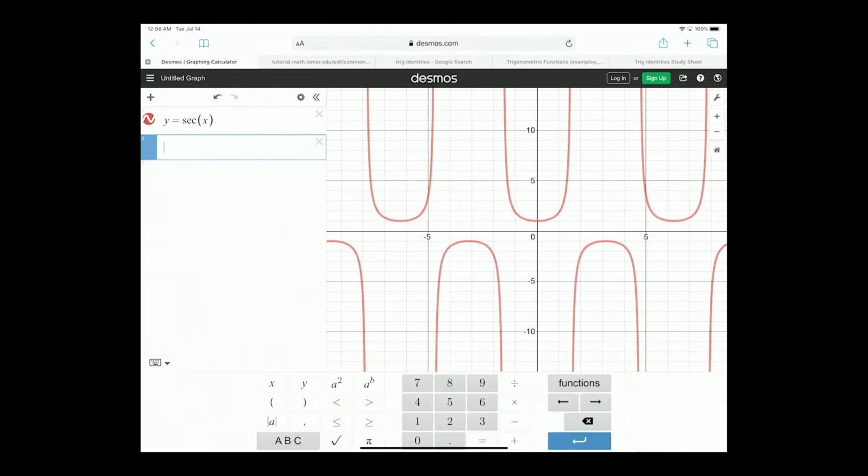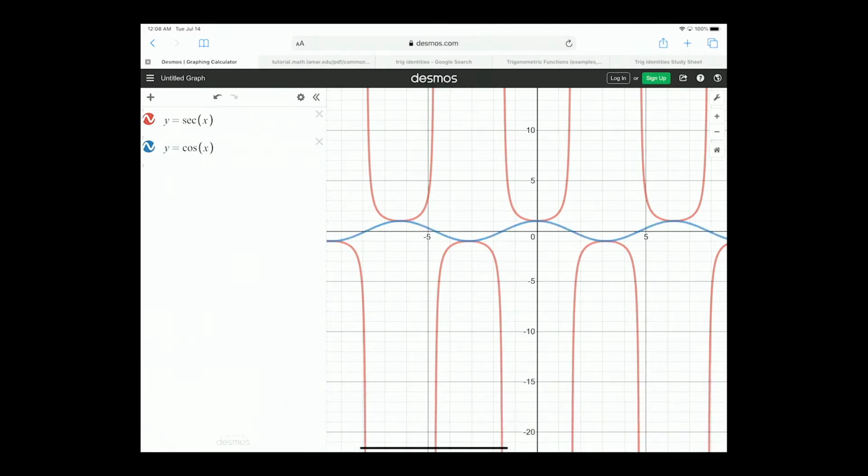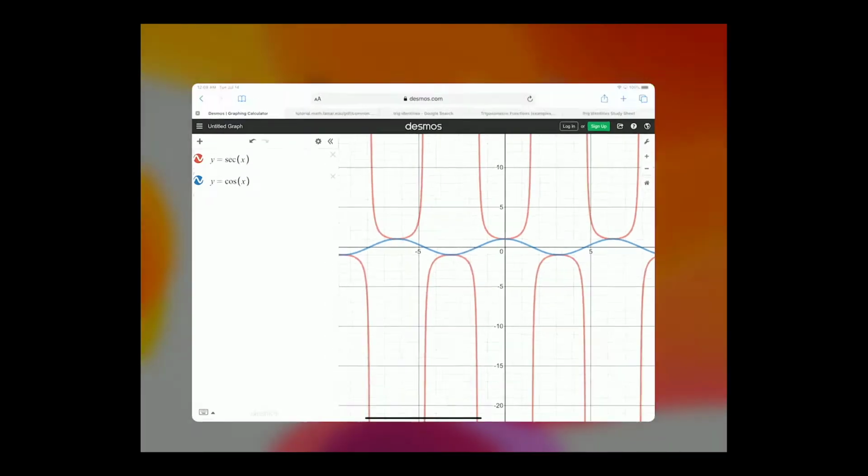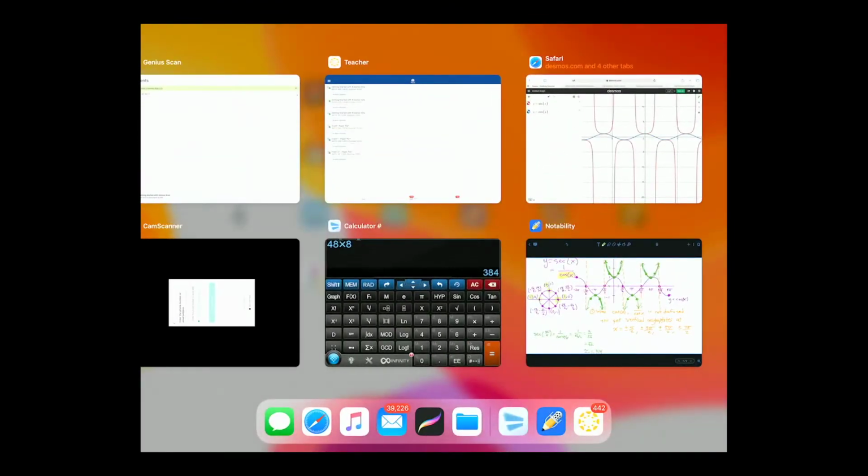And if you graph y equals cosine, it will make sense based on what we just did. So there you go. The red curve is the secant, and the blue curve is the cosine. And so if you have the cosine graph, it's not hard to graph the red curve if you already had the blue curve. And that is useful to know.